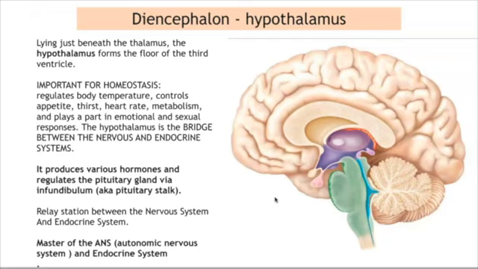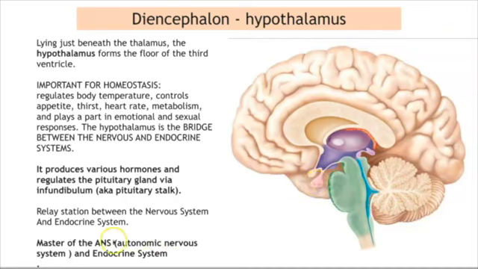We say the hypothalamus is the bridge between the nervous system and the endocrine system, because a huge amount of hormones in the pituitary gland are going to be controlled by the hypothalamus. The hypothalamus not only produces hormones itself, it will control the hormones that are within the pituitary gland.